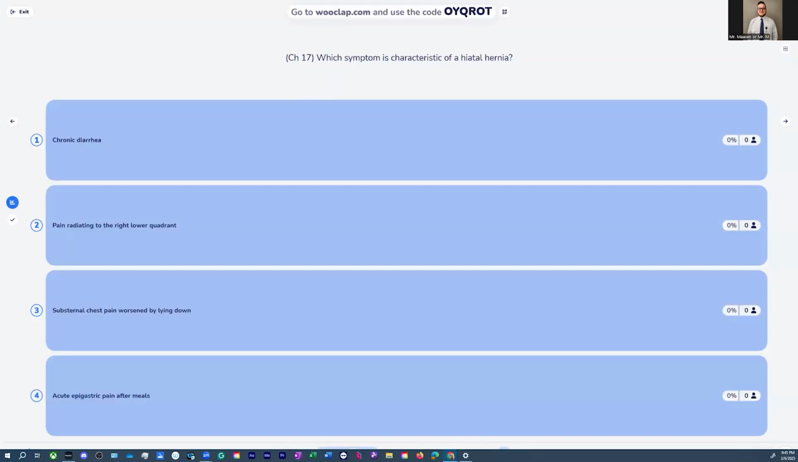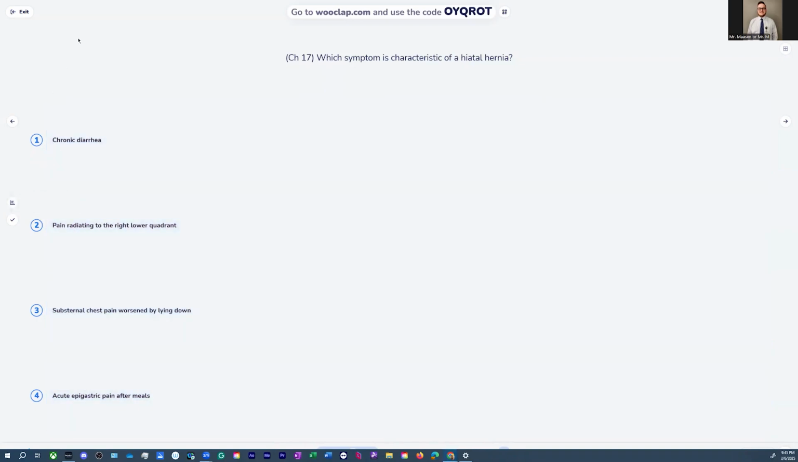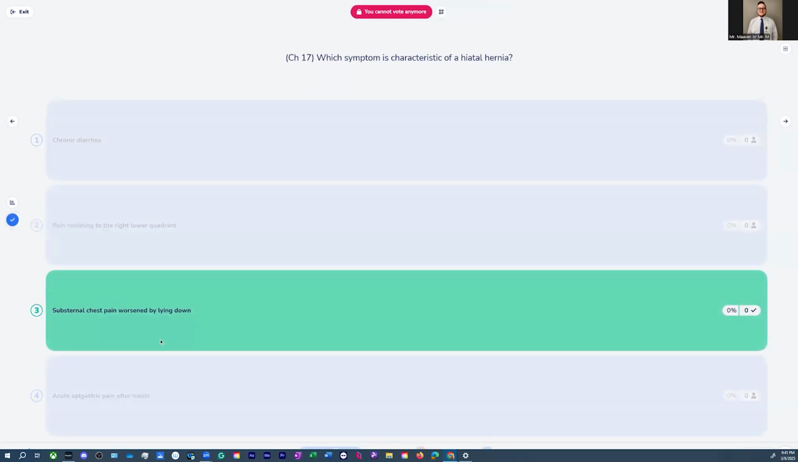Out of what we just talked about, what's a symptom that's characteristic of a hiatal hernia? See if you can get this right answer. If you answered number three, you're right. The substernal, so right underneath the sternum, chest pain. So central chest pain that's worse when they lie down.